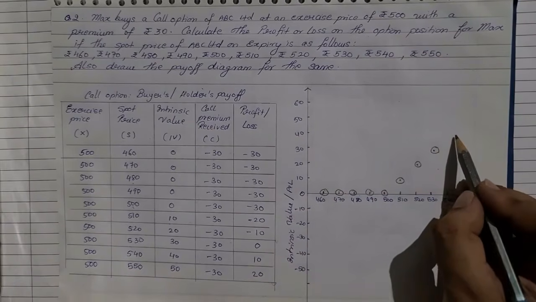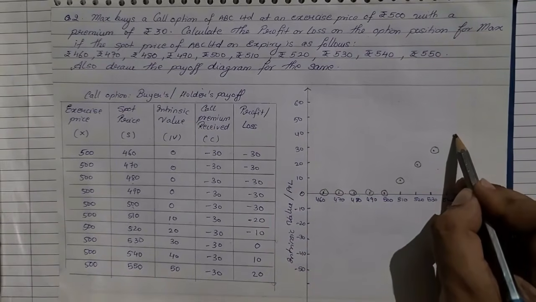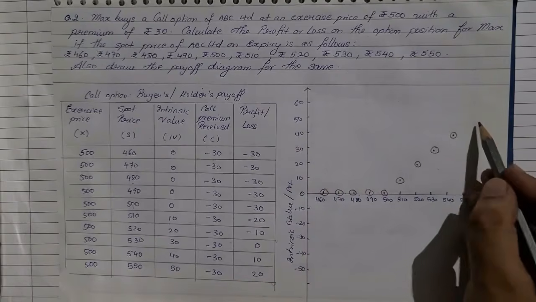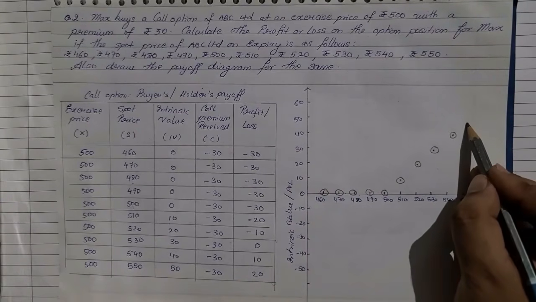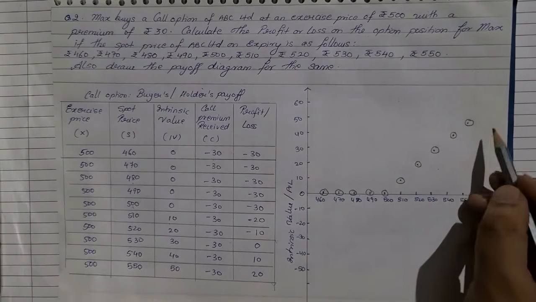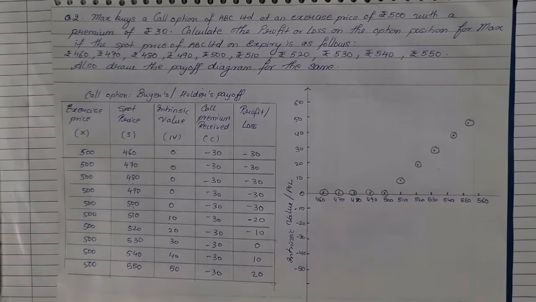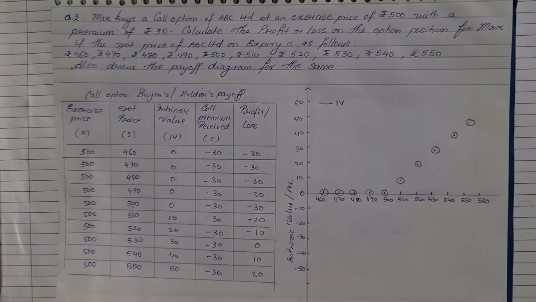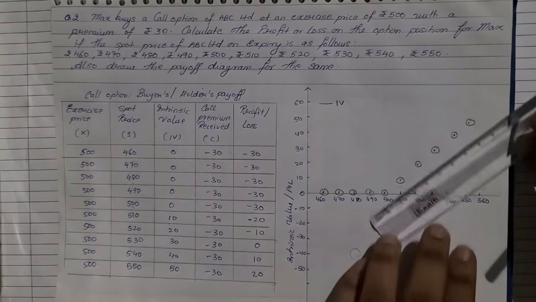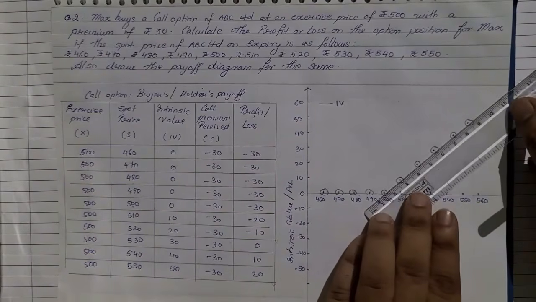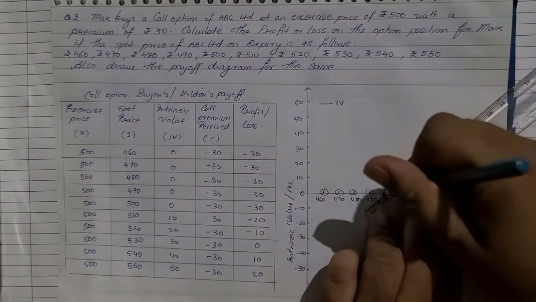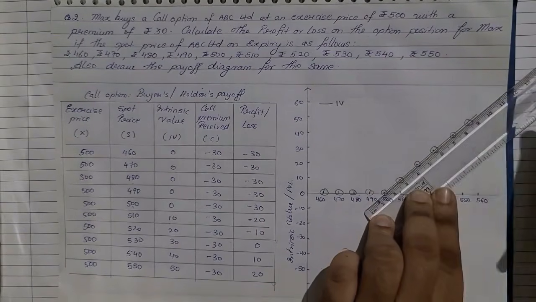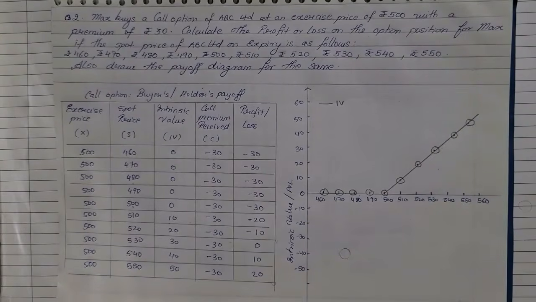Thereafter at 540 it became 40, and at 550 it became 50. Okay, so we will join this. I'll note this down as my intrinsic value. It starts off with a flat line, and thereafter there is an increase. So that's my IV. Now similarly we'll start marking the graphical points of profit and loss.